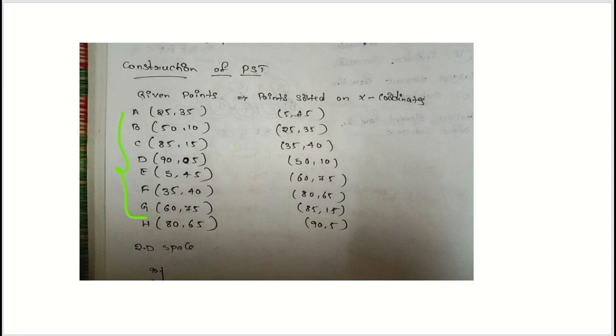So the first step is sorting the x coordinates. That means based on the x coordinates I am going to sort these values. So what is the smallest one? It is 5, 45 and the second one is 25, 35. Like this I have sorted all the values. This is the first step.